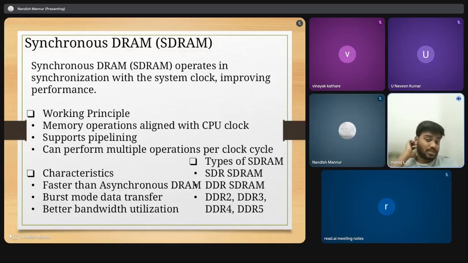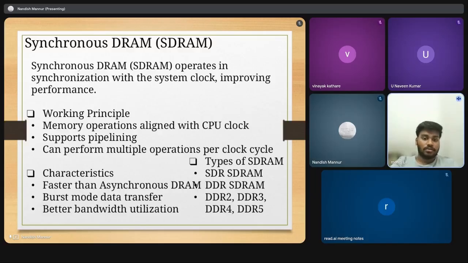And coming to characteristics of SDRAM, first, SDRAM is faster than asynchronous DRAM. Second, it supports burst mode data transfer, where multiple data bits are transferred continuously without interruption. This burst mode improves bandwidth utilization, meaning the memory is used more efficiently. Because of these features, SDRAM provides better performance for modern systems.